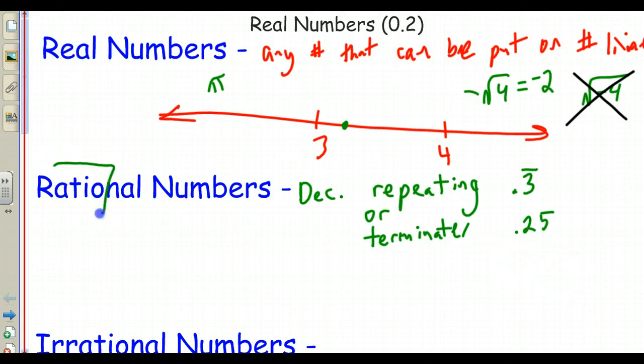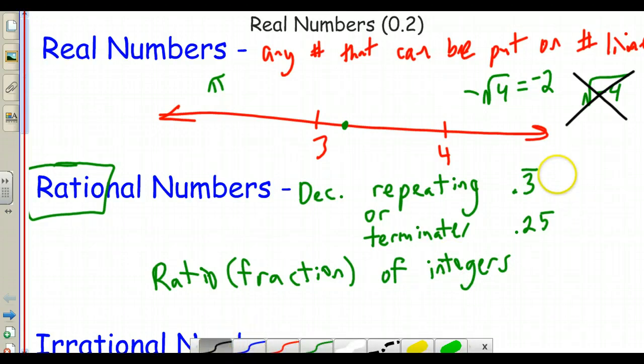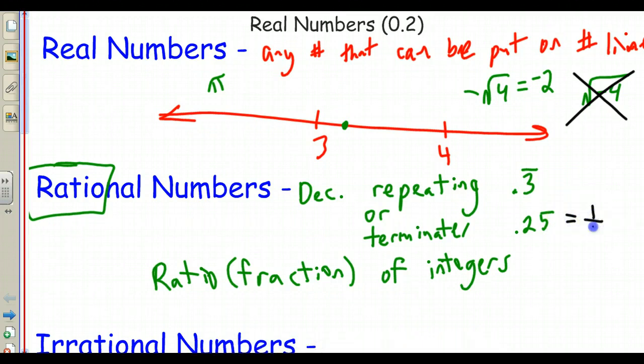Now inside the word rational is this word ratio, and that's part of the definition, because basically rational numbers are just a ratio, which is kind of like a fraction of integers. So anytime you have two integers, numbers that don't have a decimal point, you can make a fraction that's definitely rational. For example, 0.25 you probably know is 1/4. 0.3 repeating you probably know is 1/3. It is no accident, but both repeating and terminating decimals can always be written as a fraction.